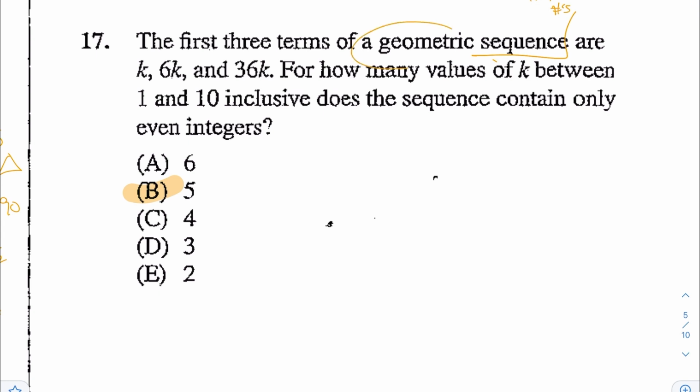And a geometric sequence is one in which the pattern is to multiply. So you have to multiply a constant to get to the next term. That's as opposed to an arithmetic sequence where the pattern is by adding or subtracting. Here you are multiplying. So the first terms are k, 6k, and then 36k. So here you can kind of see the pattern is times 6.